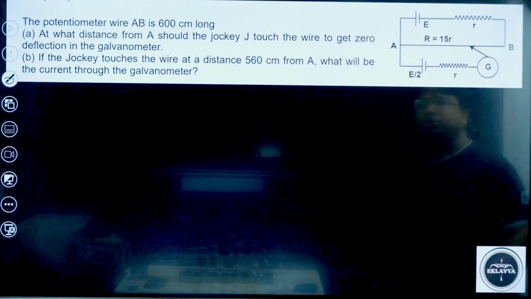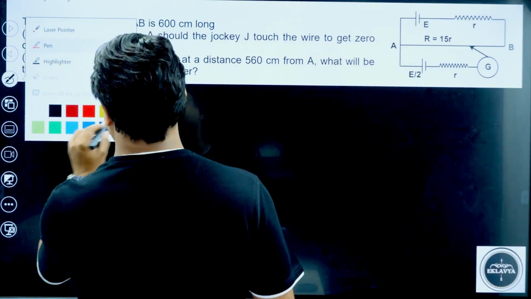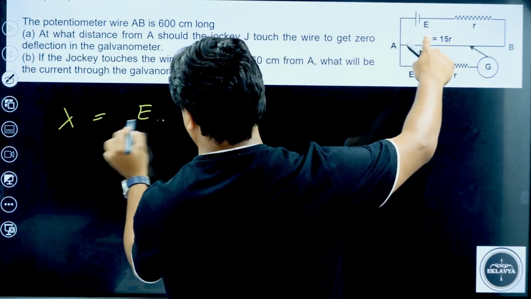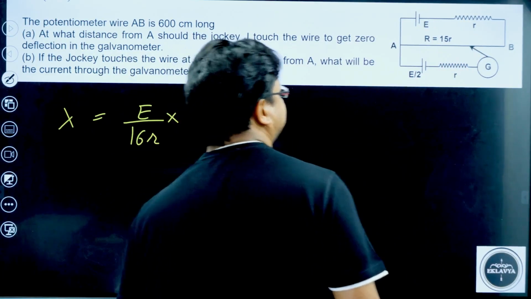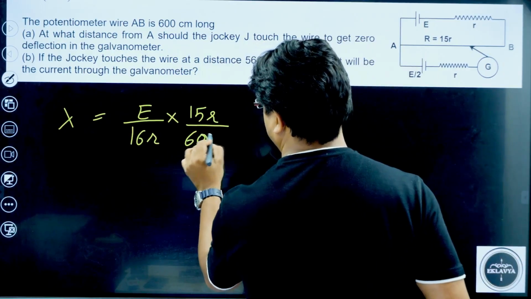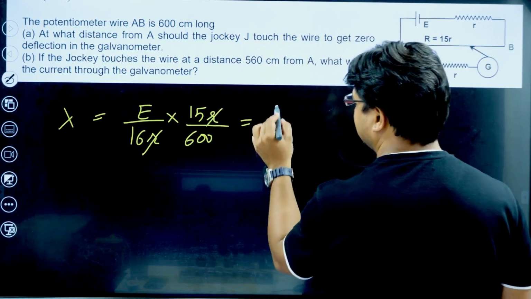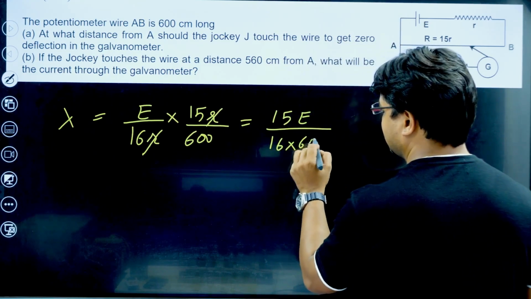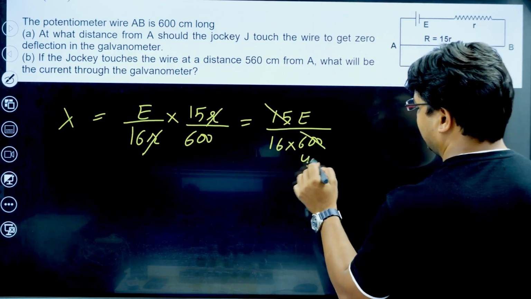In the situation shown, the values have been given to us so that we can calculate the value of lambda. Right now I will calculate lambda as E divided by R plus 15R, that is 16R, into 15R by 600. The R gets cancelled, so this is 15E by 16 into 600. Of course, I can cancel it out. I'm not doing it. Okay, let's do it. So this will become 40.